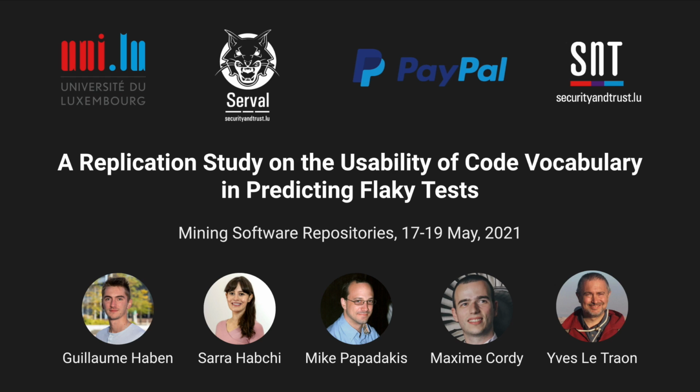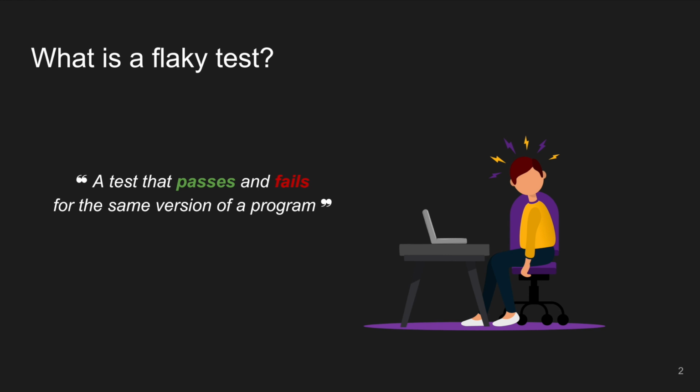This presentation is about a replication study on the usability of code vocabulary in predicting flaky tests. First of all, what is a flaky test? It is a test that passes and fails for the same version of a program when rerun several times. Flakiness gives confusing signals to developers. They cannot rely on the test outcome to understand if their code is buggy or not.